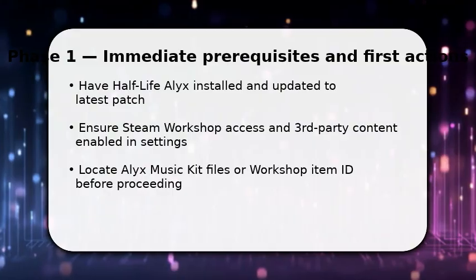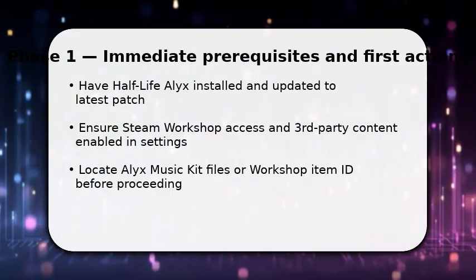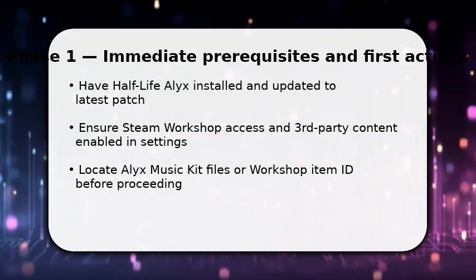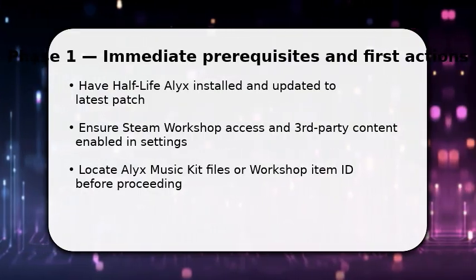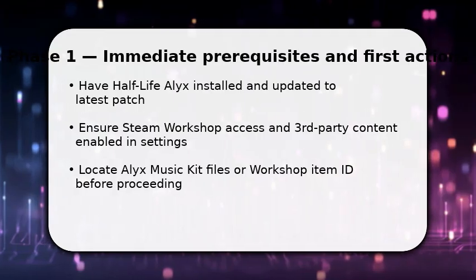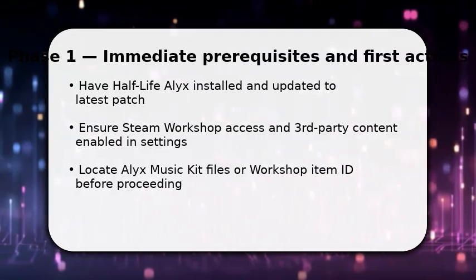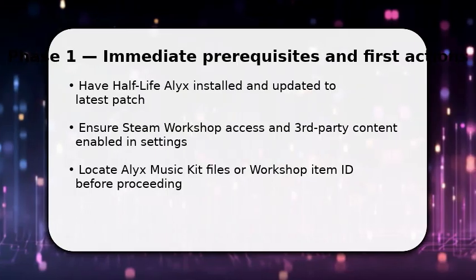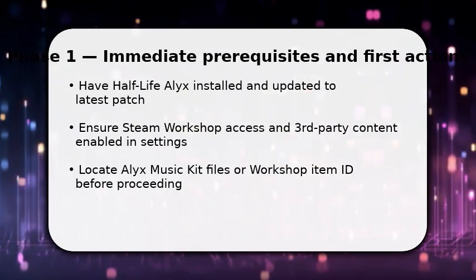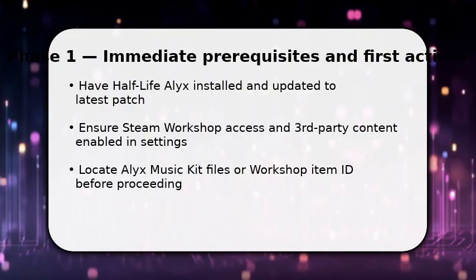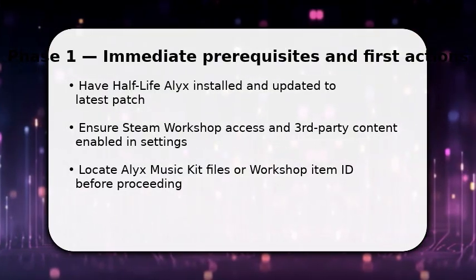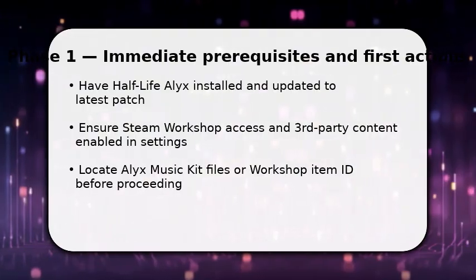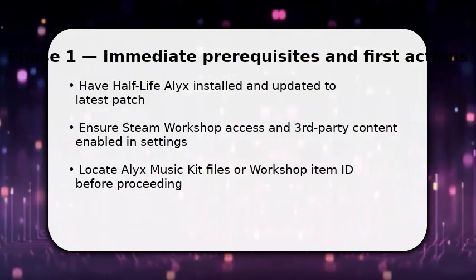You begin by confirming prerequisites: Half-Life Alyx updated, Steam Workshop enabled, and your account signed in. Once done, search the workshop for the Alyx Music Kit item ID or identify the downloadable kit files. Make sure you have the right permissions in the game folder, otherwise Steam cannot apply custom content. Download the workshop item or the kit archive and keep the item ID or file name handy. This prepares you for the installation steps that follow.